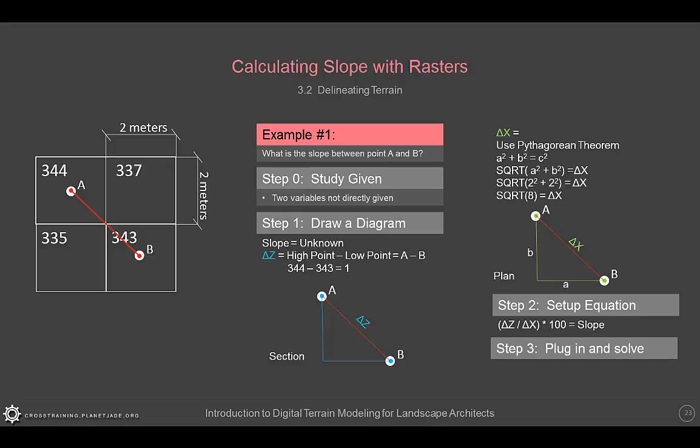We're going to use our slope equation. Step 3, we plug in and solve. So we take 1, which is the change in the elevation, divided by the change in the xy plane. So that's going to be square root of 8 times 100, which is going to give us our slope, and the answer is 35%.